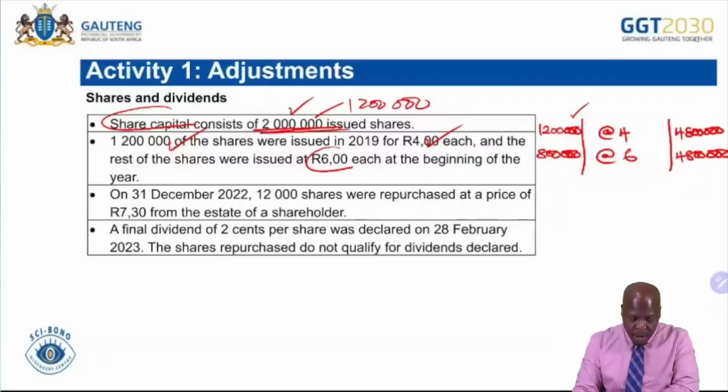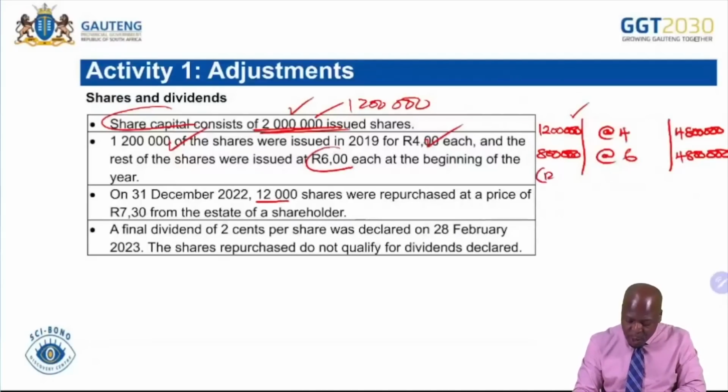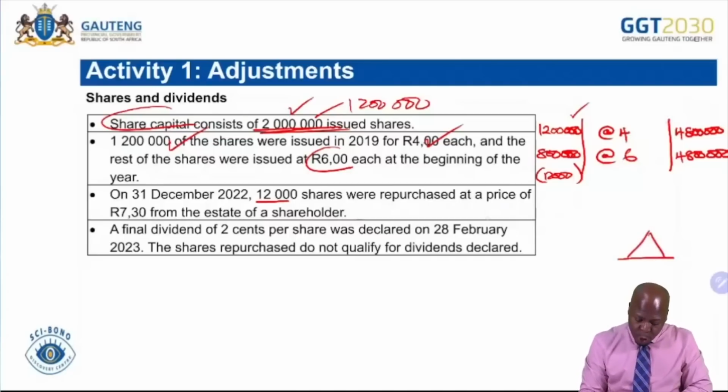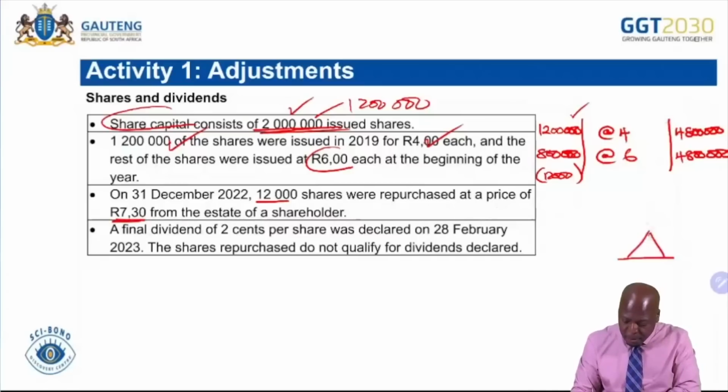All right. Then they tell us that on 31 December, 12,000 shares are repurchased. So here we now have a repurchase of 12,000. But I know that in my retained income note, I record the repurchase of shares at the average price. So I'm going to bring in the triangle now. We're told they were repurchased at a price of 730. So that is my repurchase price. Remember, that goes to the cash flow, the bank, the repurchase price. That is my 7 rand 30.